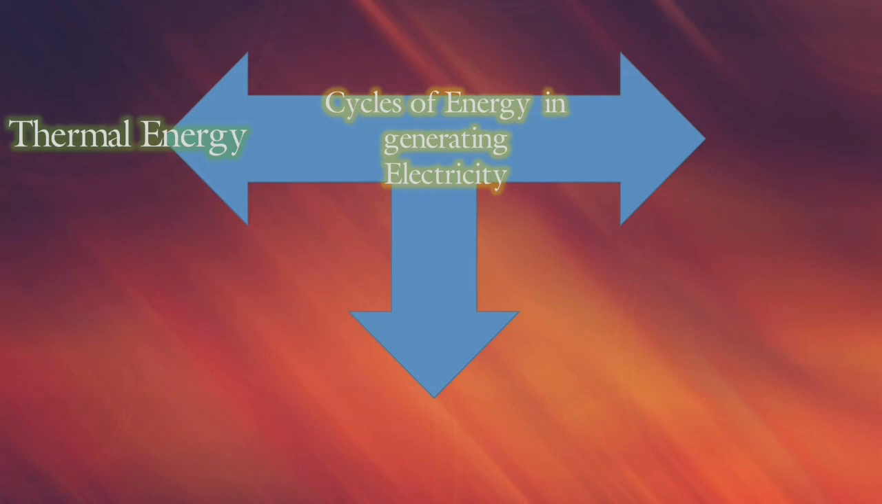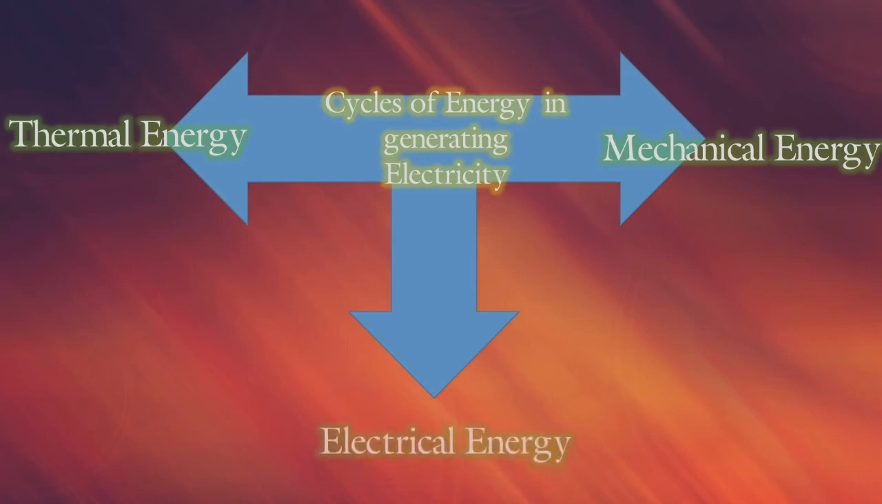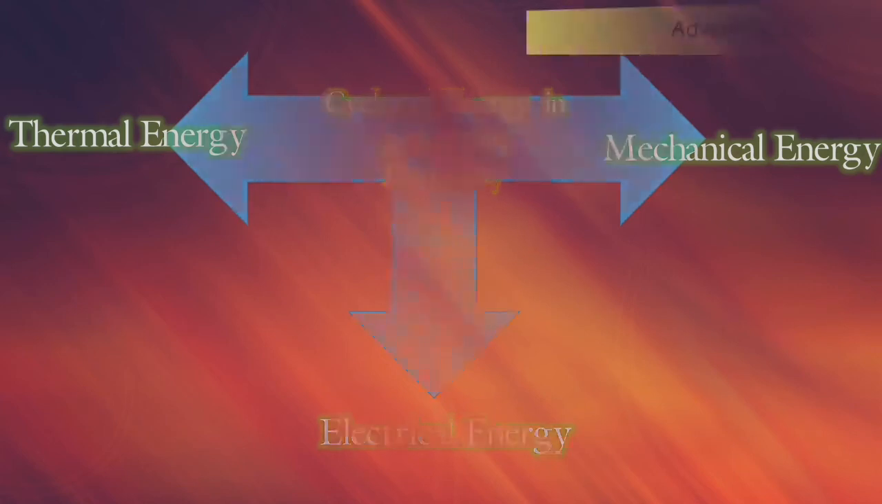The second one is mechanical energy. Mechanical energy, since we're talking about the geothermal energy, it has something to do with the use of turbine and generator. Mechanical energy is possessed by an object due to its motion. And lastly, the electrical energy. Electrical energy is a result from the flow of electric charge.